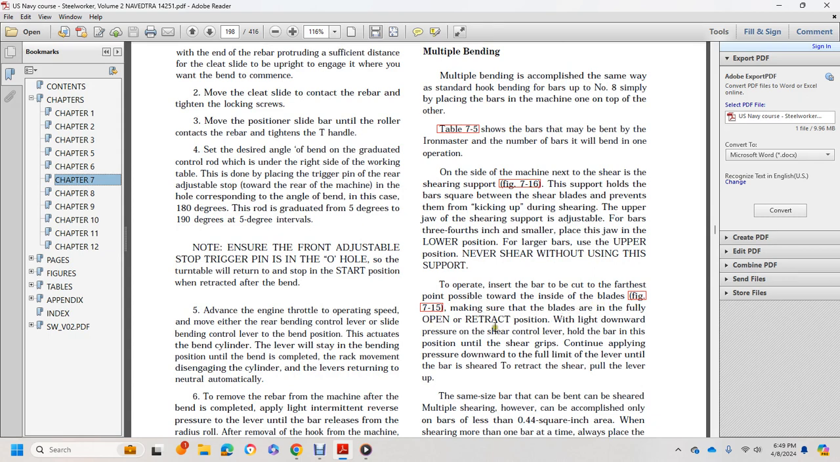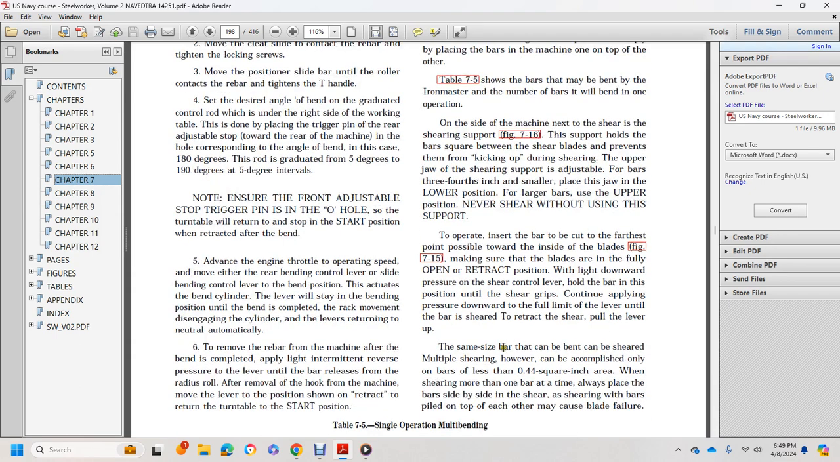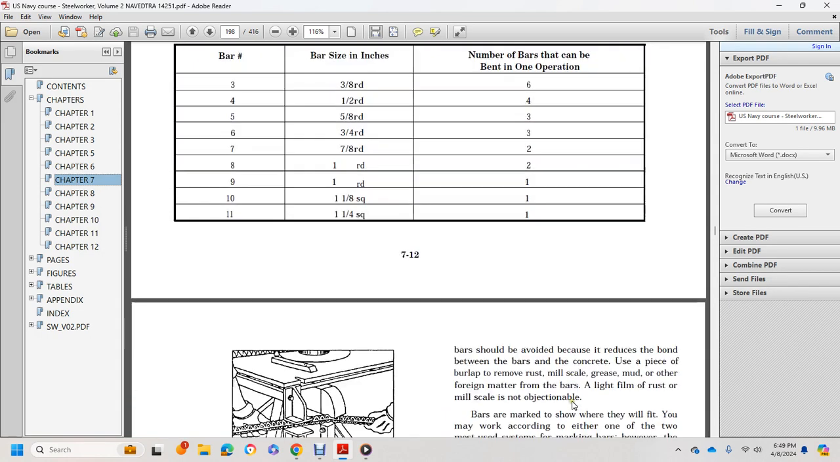With lightly downward pressure, shear with the control lever, holding the bar in position until the shear grips. Continue applying pressure downward to the full limit of the lever until the bar is sheared. To retract the shears, pull the lever up. The same size bars can be bent and sheared with multiple shearing. However, this can be accomplished only when the bars are less than 4/4 of a square inch in area. When shearing more than one bar at a time, always place the bars side by side in the shear. Shearing with the bars piled on top of each other may cause blade failure.